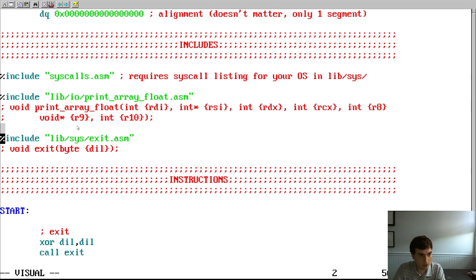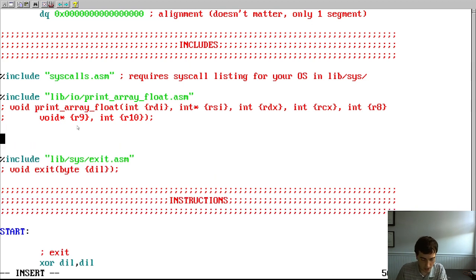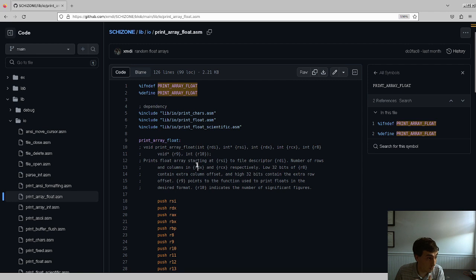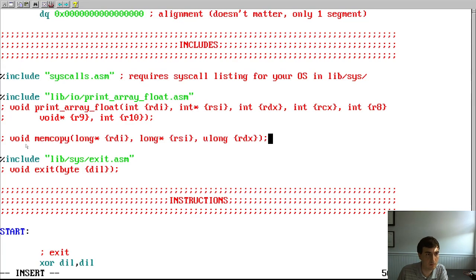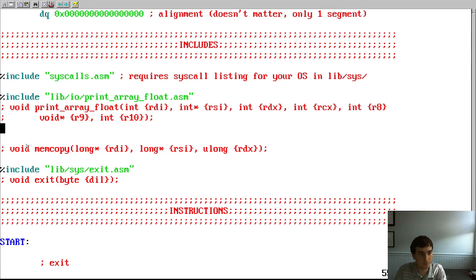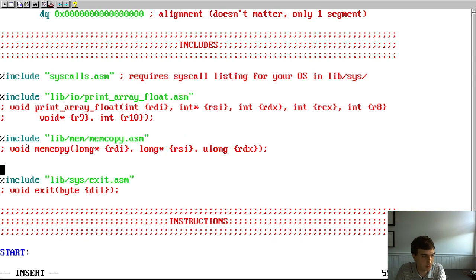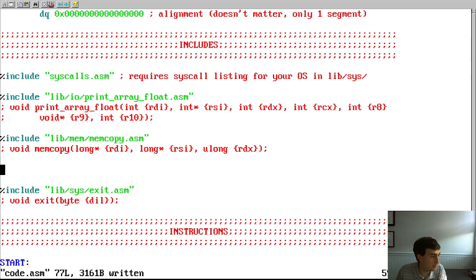Print array float, we'll need that one. We'll also need memcopy and matrix insert column. We'll need memcopy to copy our matrix. I'll talk about what that means in a second. Let me include this really quick. Memcopy, I'll snag this. You have to forgive me, I'm not the best Vim user. I know the bare minimum, enough to break stuff, as they say. Memcopy, we'll use that to copy our matrix back and forth into a temporary location.